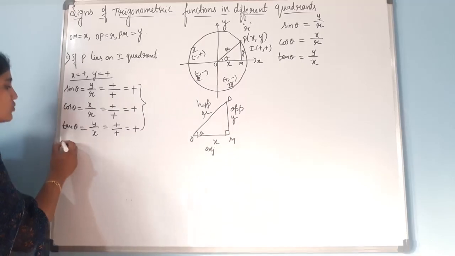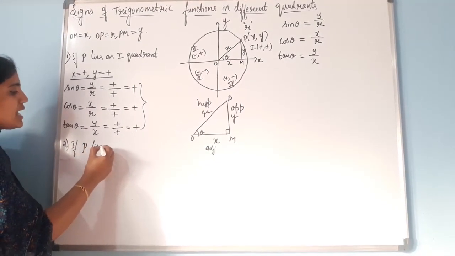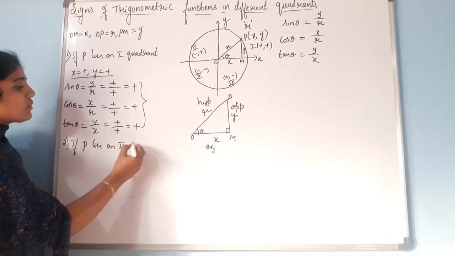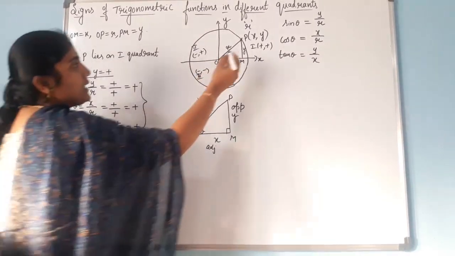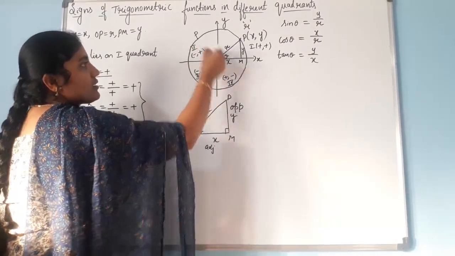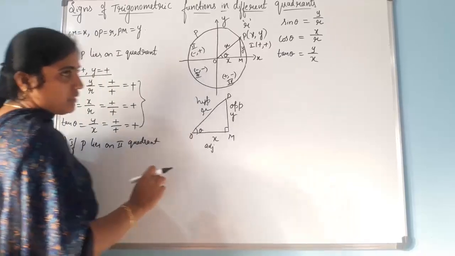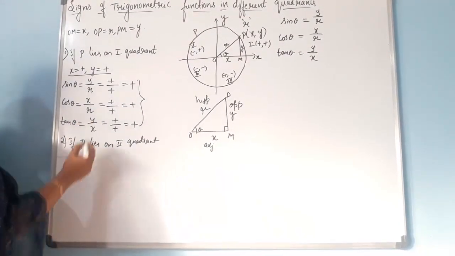So next let us move on to the second one. If the point P lies on second quadrant, okay, so point P ಈಗ ಇಲ್ಲಿ ಇದೆಯಲ್ಲ ಈ ಪಾಯಿಂಟ್ ಪಿ ನ ಸೆಕೆಂಡ್ ಕ್ವಾಡ್ರೆಂಟ್ ತಗೊಂಡ್ರೆ ಸೊ ಇಲ್ಲಿ ರೈಟ್ ಆಂಗಲ್ ಟ್ರಯಾಂಗಲ್ ಎಕ್ಸಿಸ್ಟ್ ಆಗುತ್ತೆ, ಸೇಮ್ ಡೆಫಿನಿಷನ್ ಬರುತ್ತೆ. But what is positive and what is negative in second quadrant? Let us know about that one.